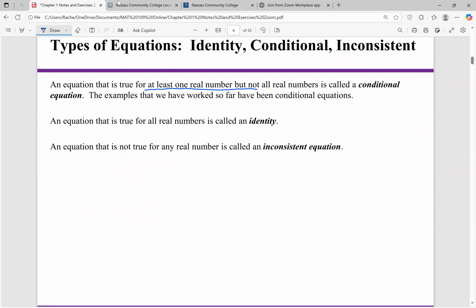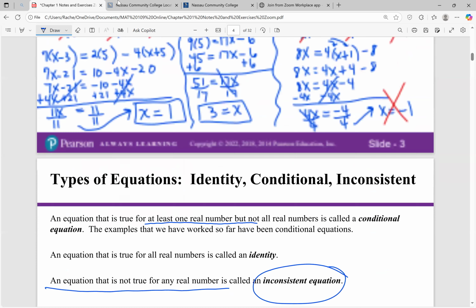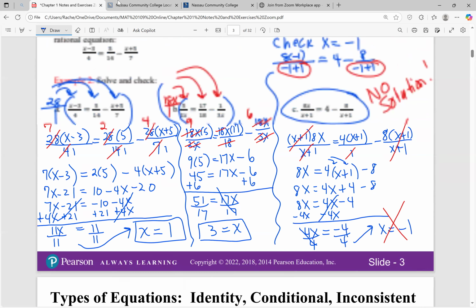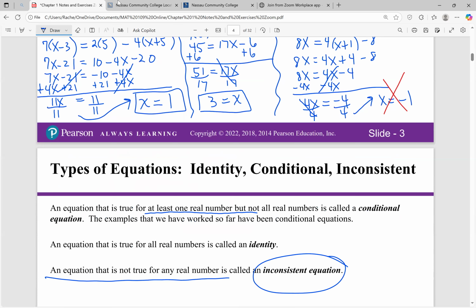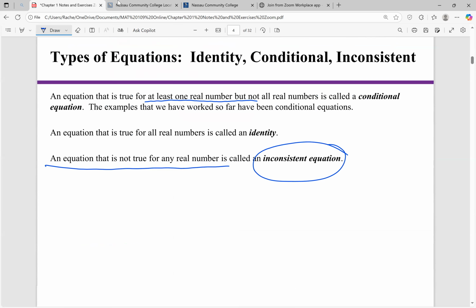An equation that's not true for any real number is called inconsistent. So that's what type of equation this last one is that we did in the last video, part C of example 2. We ended up with x equals -1, but when we checked it, we realized it was not a solution. So this type of equation would be called inconsistent because it has no solution.